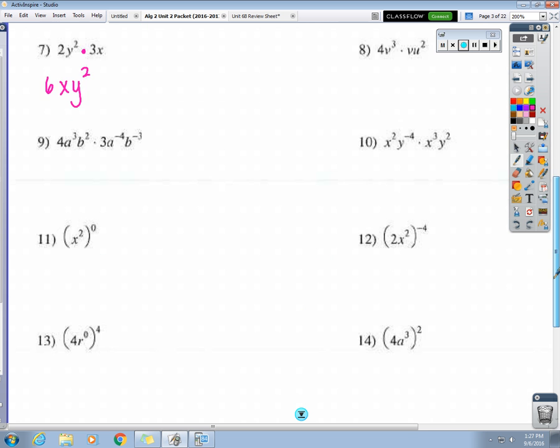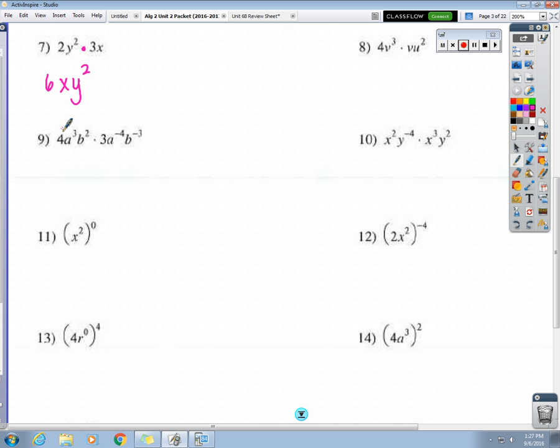Okay, number 9. First I multiplied the coefficients, which are 4 and 3, and that makes a 12. Then I just start one thing at a time. I look at my a's first. What do we do with the exponents of the a's? Add them. But what happens when you do a 3 plus a negative 4? You get a to the negative 1. And then what is b squared times b to the negative 3? B to the negative 1. So we're going to have a fraction because obviously these have to go to the bottom. And then they both have a positive 1, which you don't have to write. But 12 was not raised to a negative exponent, so it stays in the numerator. Does that make sense?